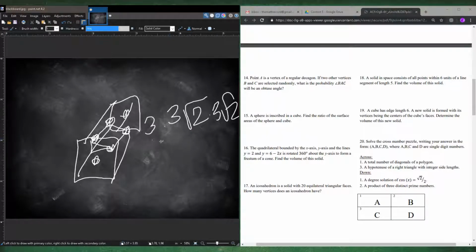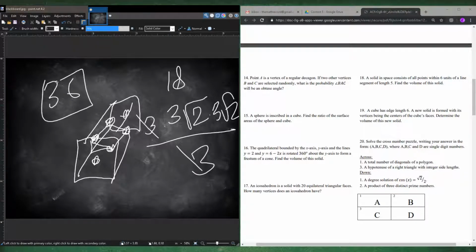And then the volume of a square pyramid is just the area of the base times the height divided by 3. So you divide by 3. So that's 9 and that's 18. Since there are 2 of these pyramids, just multiply by 2. So 18 times 2 is 36. The volume of the solid is just 36.